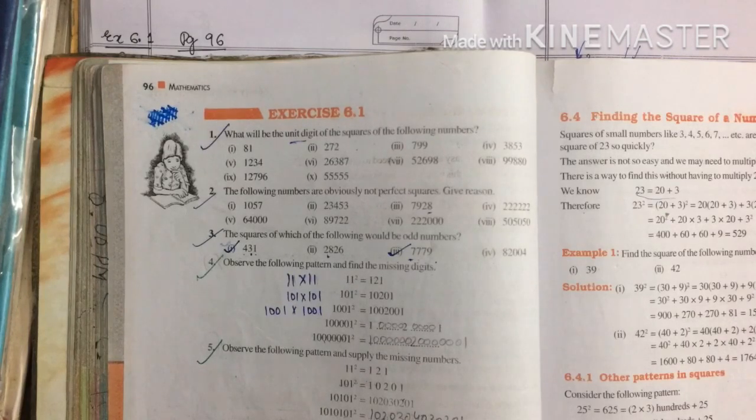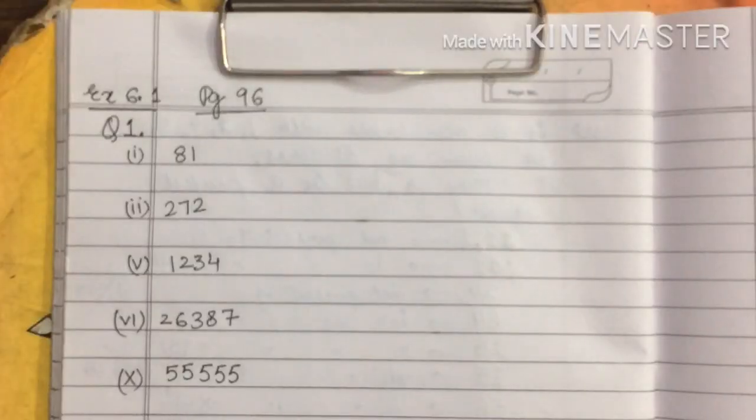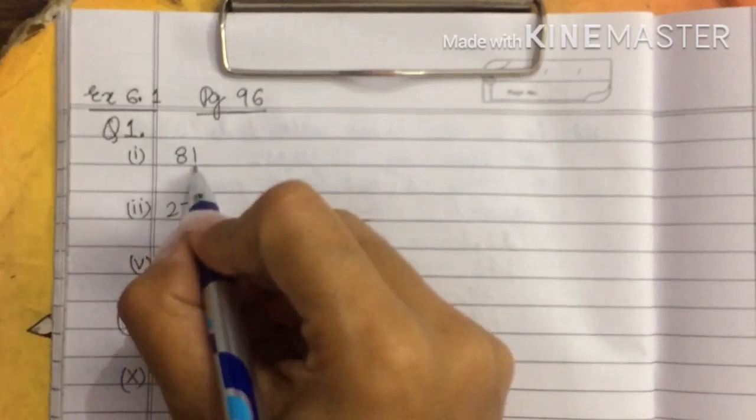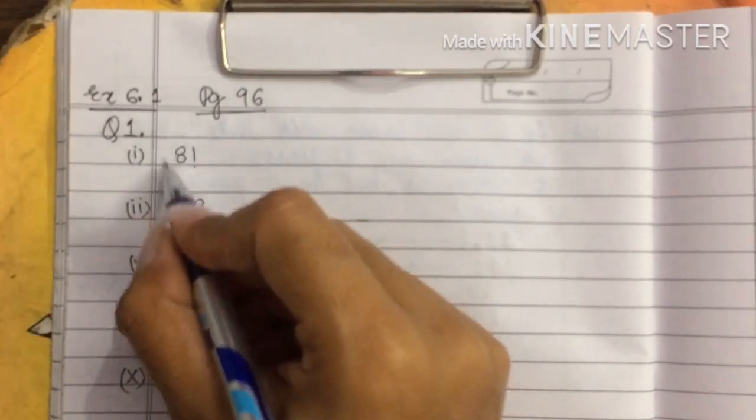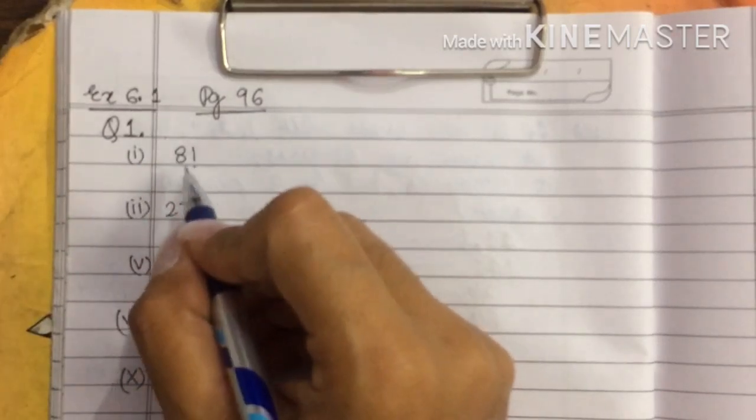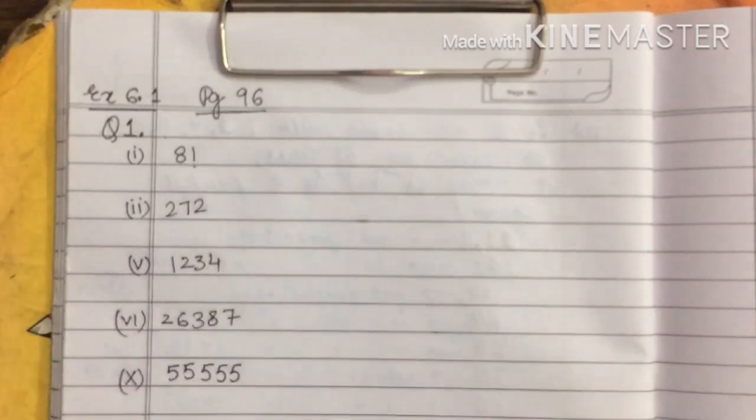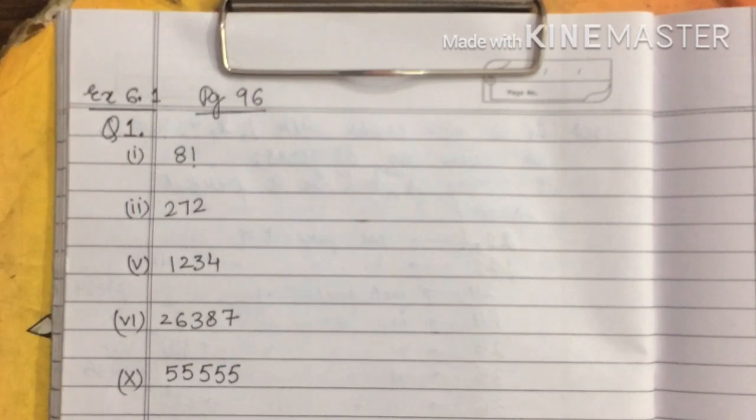Let us see how we have to write down the answer. There are 10 parts and I am doing 5 out of them. The other 5 you will do yourself. I will show you how to write the answer. So this is the number that you have. You want to tell that if we square this number, if we calculate the square of 81, what will be the last digit in the answer? This is what we want to find out.